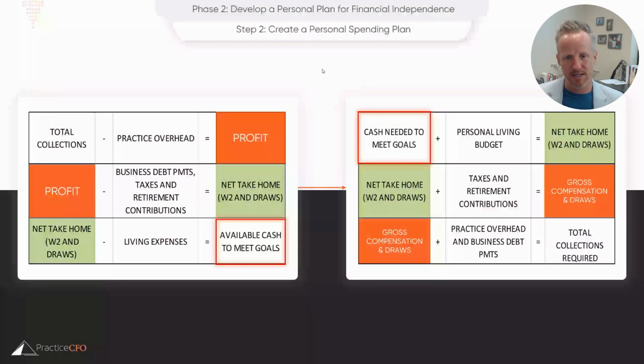So this concept of being intentional around defining your future and then backing into today and defining what you need in your practice. So this whole flow is cohesive and correlated. Now we have a good plan for financial independence.